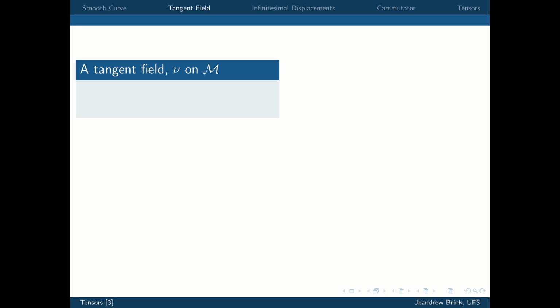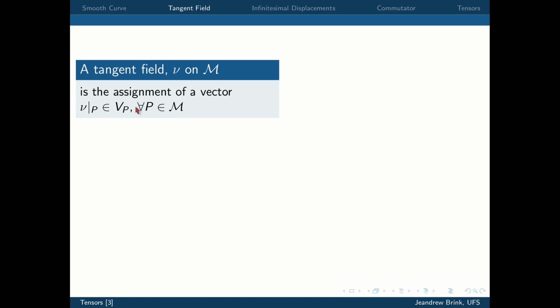Okay, so now we're going to systematically start building up vectors at more than one spot. The simplest definition of a group of vectors is what we call a tangent field. And what a tangent field is, it's simply assigning a vector at a whole series of points, for every point in M.